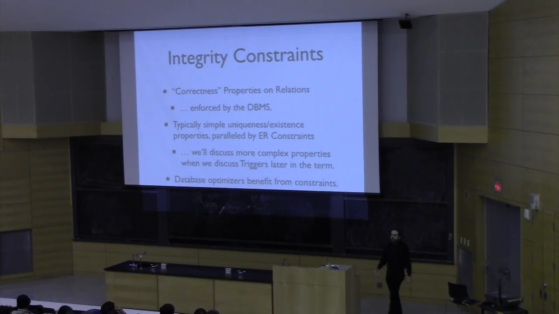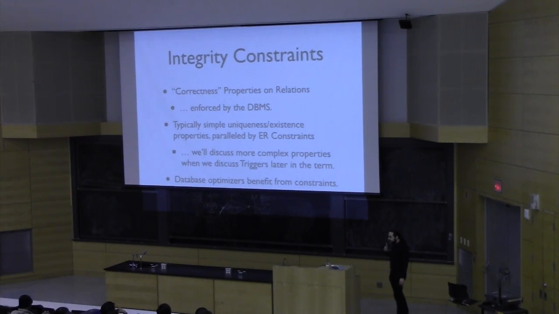Integrity constraints are basically ways of telling the database what it means for a data value to be correct, or what it means for a table to be correct. And this serves two purposes. Number one, it prevents you from doing something that breaks that assumption. If you try and insert a data value that violates an integrity constraint, the database won't let you. So this is a safety mechanism for one. The other advantage is that in most cases, the database will be able to take advantage of these integrity constraints to make query evaluation or updates more efficient as well.